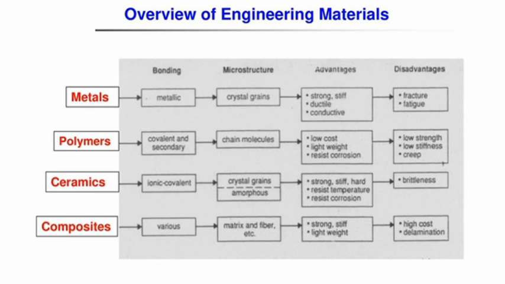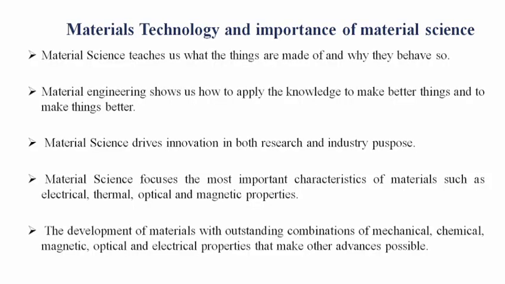So material scientists can combine any of the materials in the laboratory, and they can make various materials which have extraordinary properties which are different from their parent materials. Now, what is the importance of material science? Material science teaches us what things are made of and why they behave so. That means why the materials have some types of properties. And material engineering shows us how to apply the knowledge to make better things and to make things better. That means to make any material which has better performance.